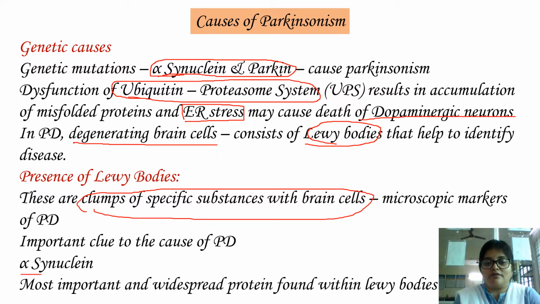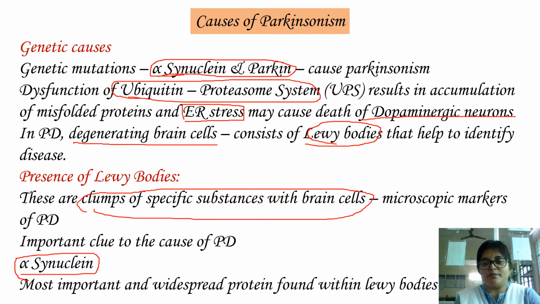And also alpha-synuclein is the most important and widespread protein found in the Lewy bodies. Other than these, we first saw the genetic causes and also the presence of Lewy bodies.